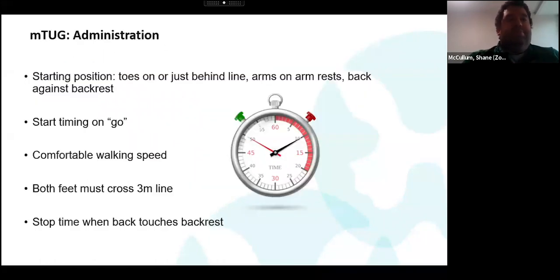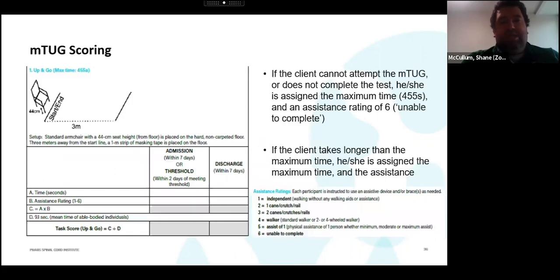So you start in the seated position with your back against the backrest, arms on the armrest, toes on and behind the line. Start timing when you say go. Advise somebody to have comfortable walking speed and that both feet must fully cross the 3-meter line, and you stop the time when the back touches the backrest. So fairly standard with that.